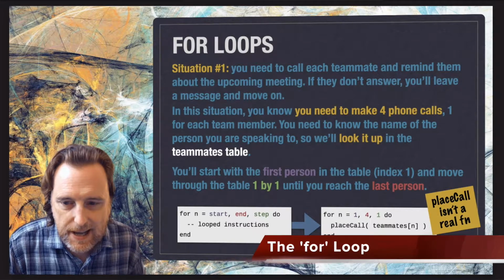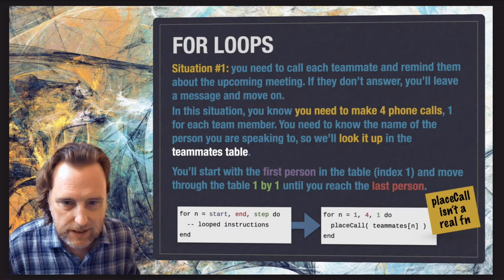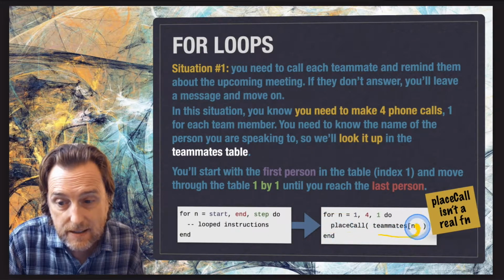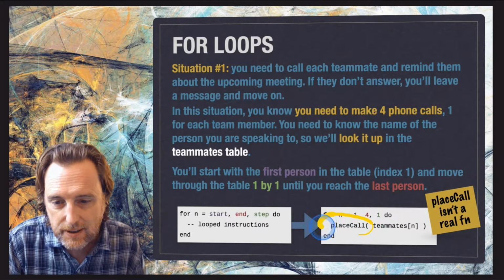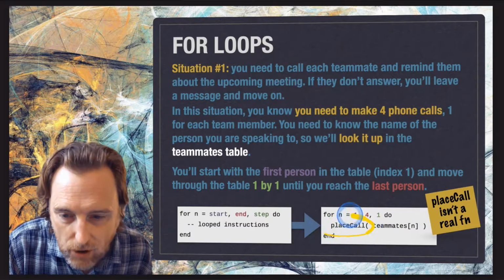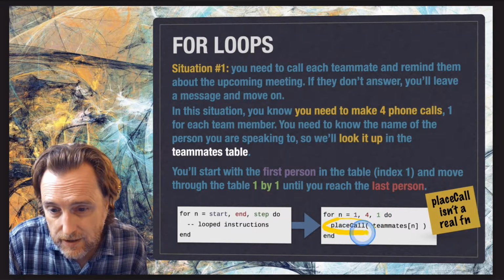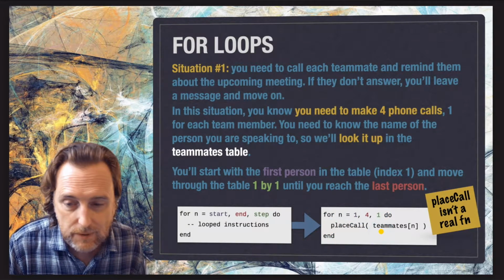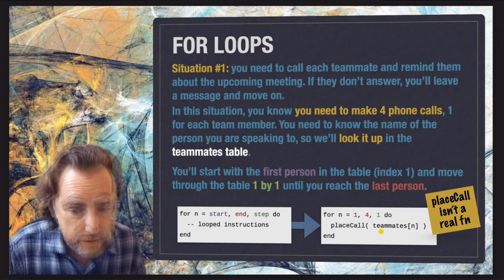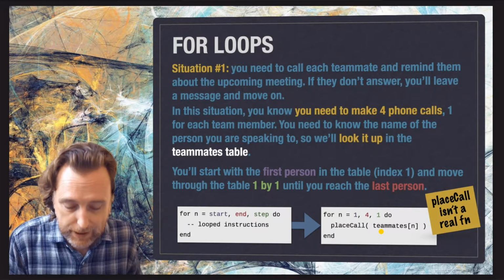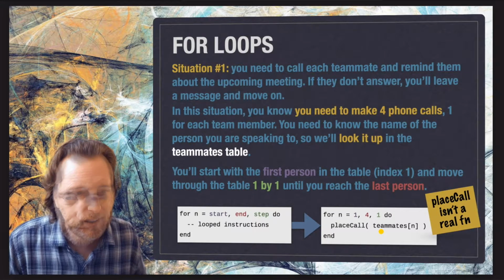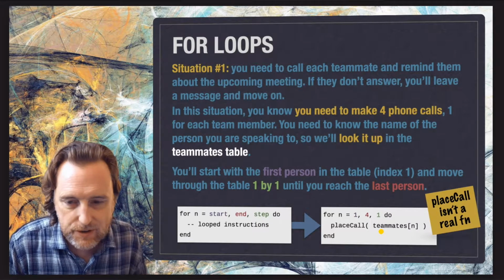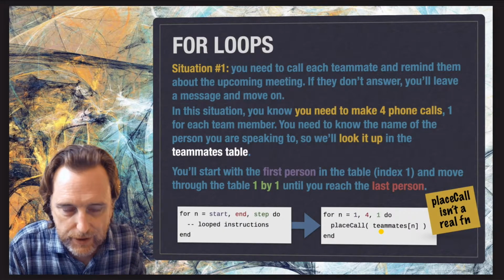Let's look at the syntax and what it might look like to do something like this. I am pretending that there's a function in Lua called placeCall, maybe that you've written, that will dial the phone for you, according to some script. There is no such function, nor am I going to be writing a function like this to make it happen. It's a pretend function to work on this illustration of you having to call people.